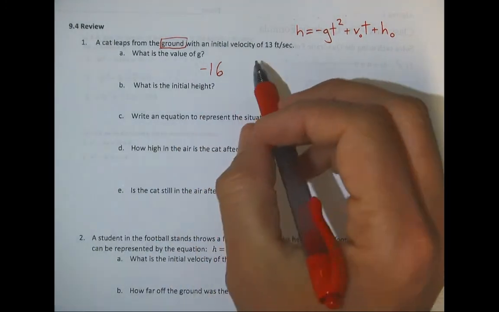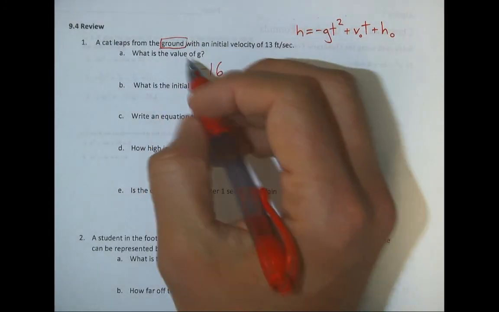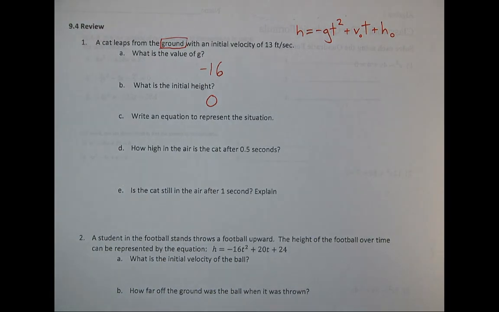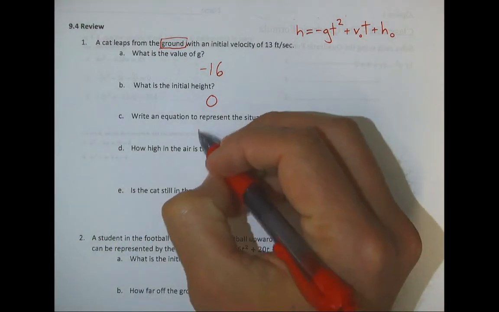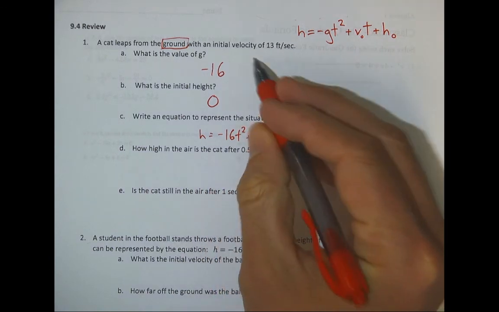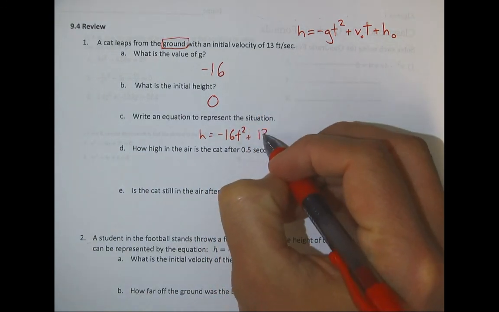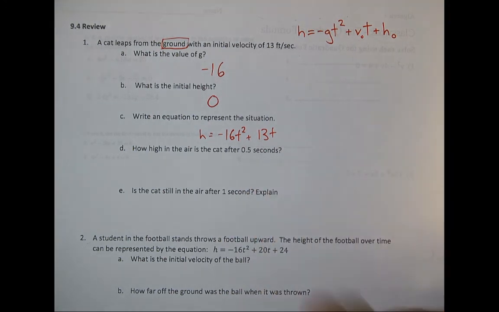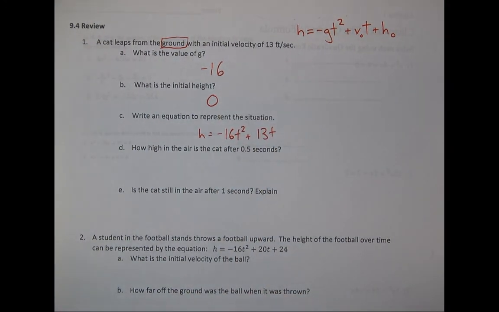What's the initial height? Since it's on the ground, it is 0. And now we're going to write this equation. So h equals negative 16 t squared plus initial velocity of 13 times t plus 0. Now I'm not going to write the plus 0, but you would have a plus 0 there.